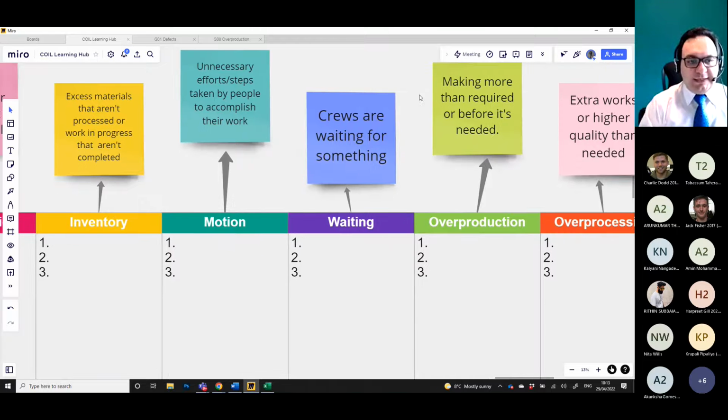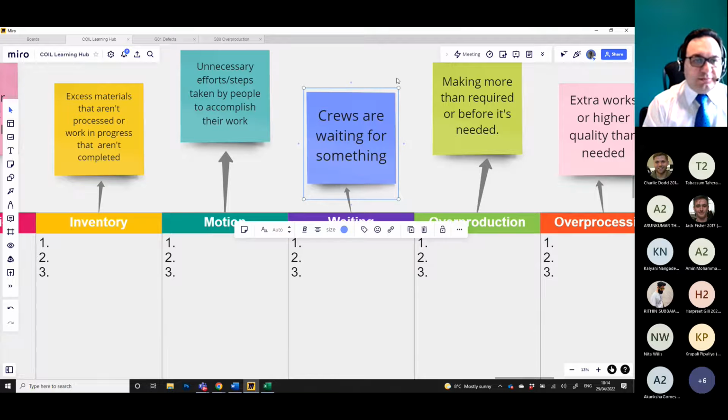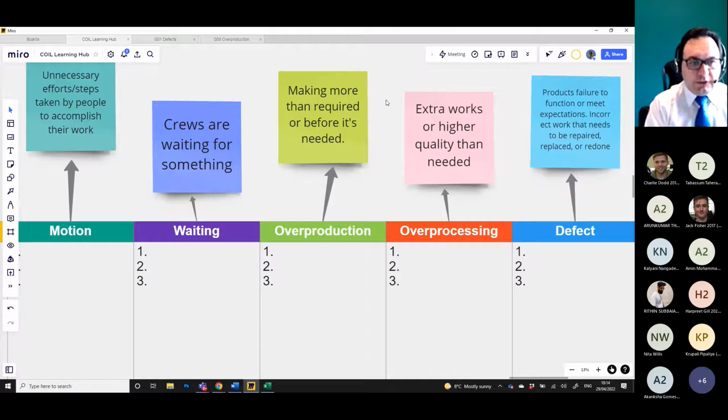Then we have waiting. So it's quite obvious. We wait a lot on site, waiting for materials, waiting for information, waiting for components, waiting for the preceding work to be completed. All of these things are kind of waste. So waiting is waste as well. Next waste is overproduction. So we make things more than we need, or we buy things more than we need. We call it overproduction. And overproduction causes bottlenecks.